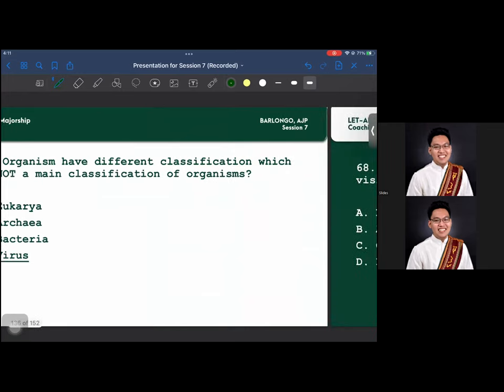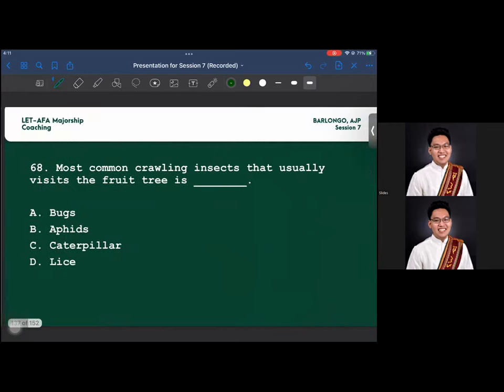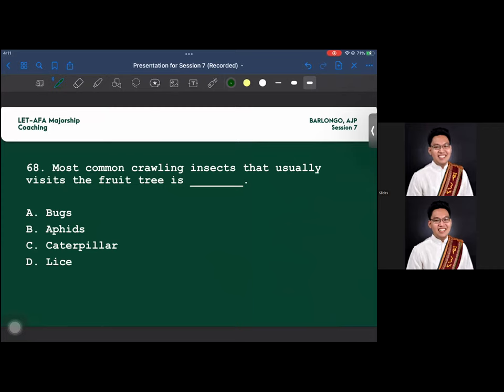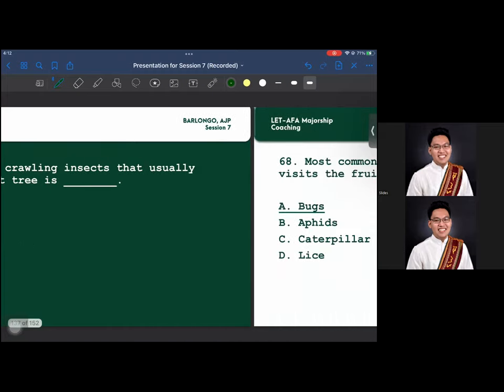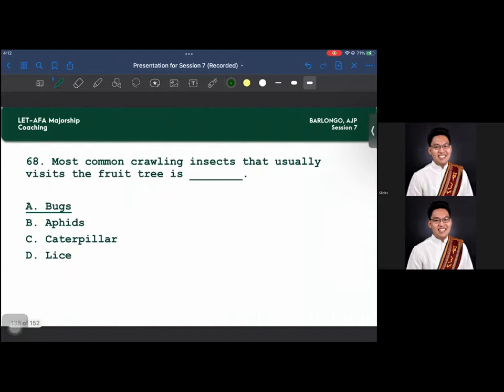So next, number 68. Most common crawling insects that usually visits the fruit tree is A, bugs, B, aphids, C, caterpillar, or letter D, lice. So crawling insects, yes, it's the fruit tree. The correct answer is letter A, which is bugs. So there is actually a number of bugs, maraming mga bugs na ganyan, na nagko-crawl sa mga fruit trees.